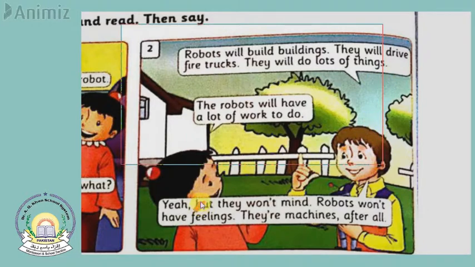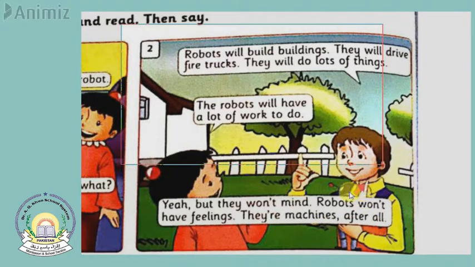Then Sarah says, "The robots will have a lot of work to do." Obviously, like humans have a lot of work to do, so if we're going to create robots, then they are going to have a lot of work to do. Then he says, "Yeah, but they won't mind. Robots won't have feelings. They are machines after all."